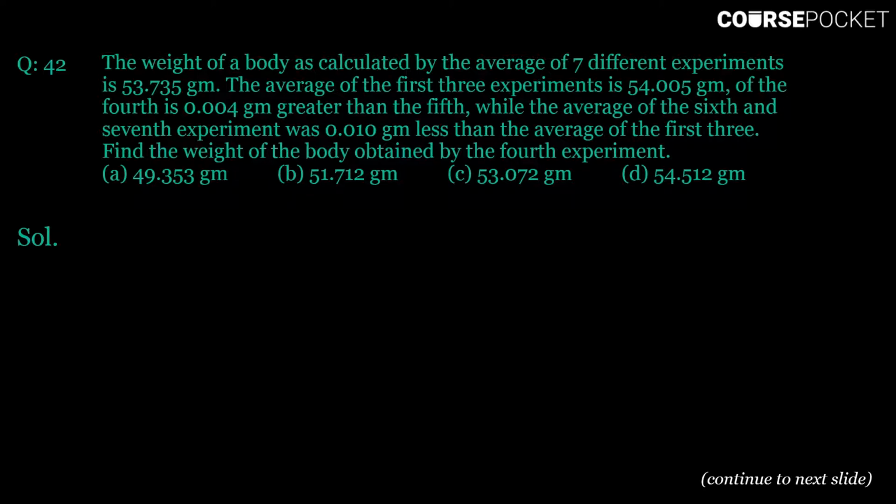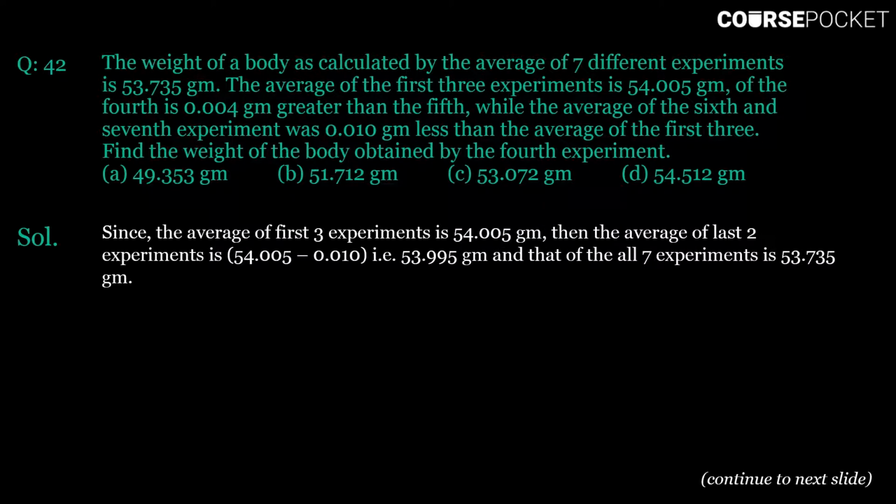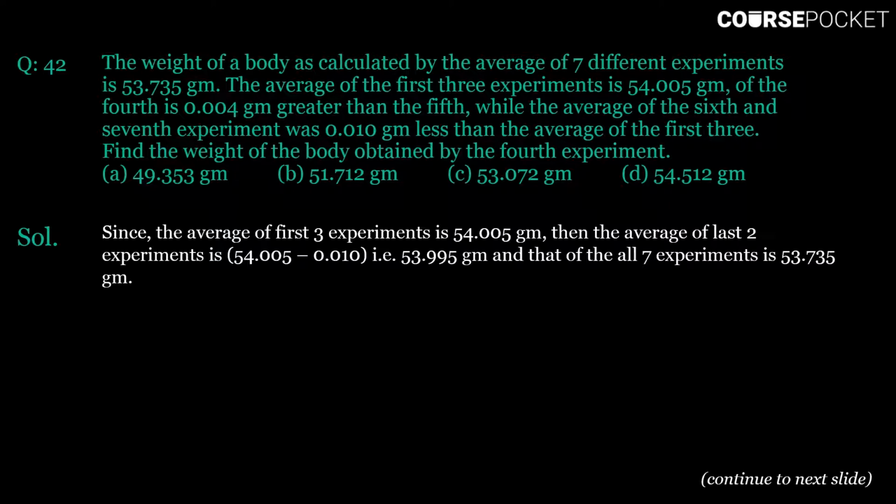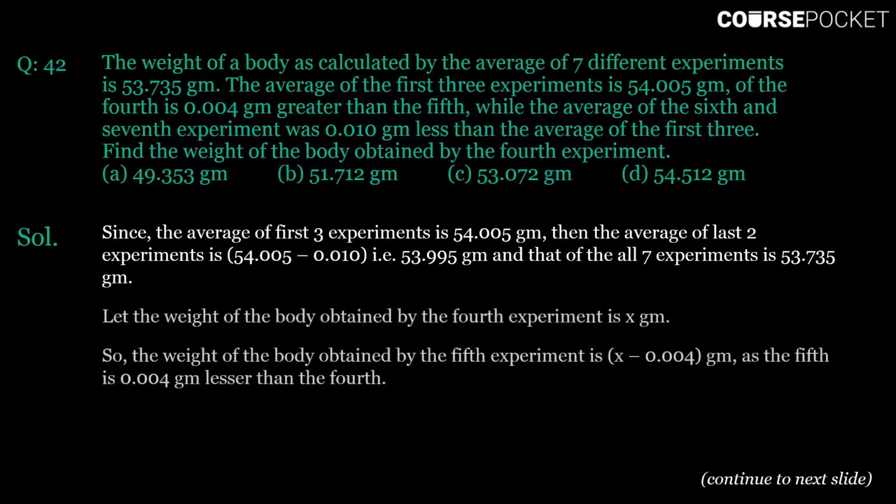So, in this problem, our aim is to find the weight of the body obtained in the fourth experiment. It is given that the average weight of the body in the first 3 experiments is 54.005 gram, and the average weight of 6th and 7th experiment is 0.010 gram less than the average of the first 3. So, the average weight of 6th and 7th experiment is 54.005 minus 0.010, that is 53.995 gram. But weight on the fourth experiment is not given.